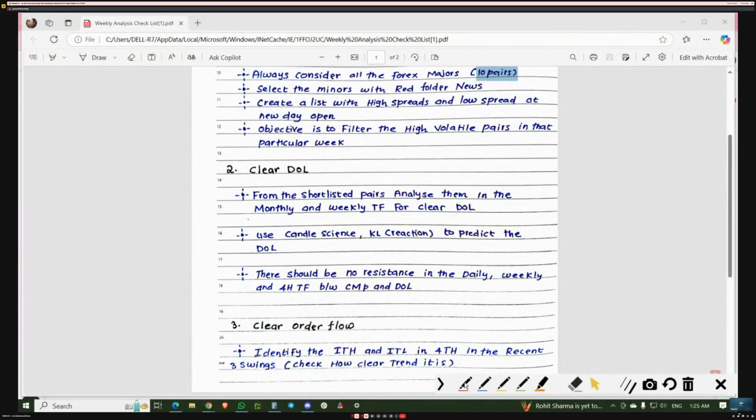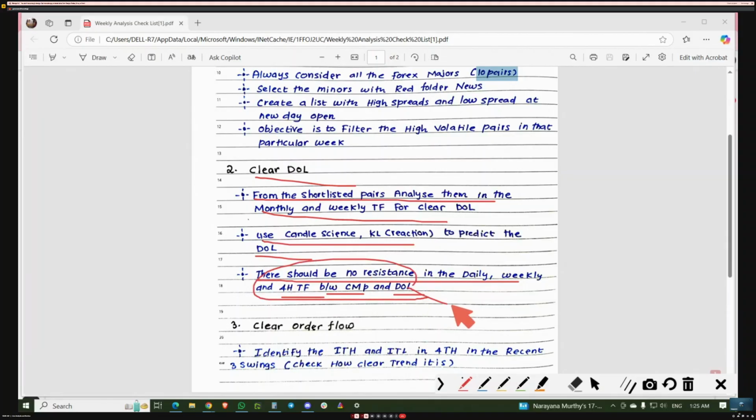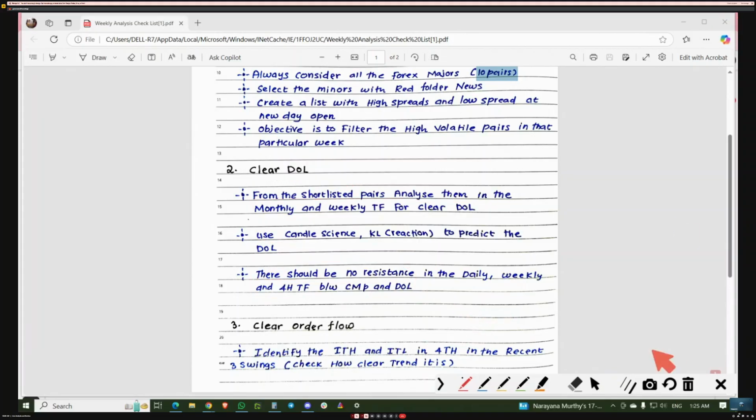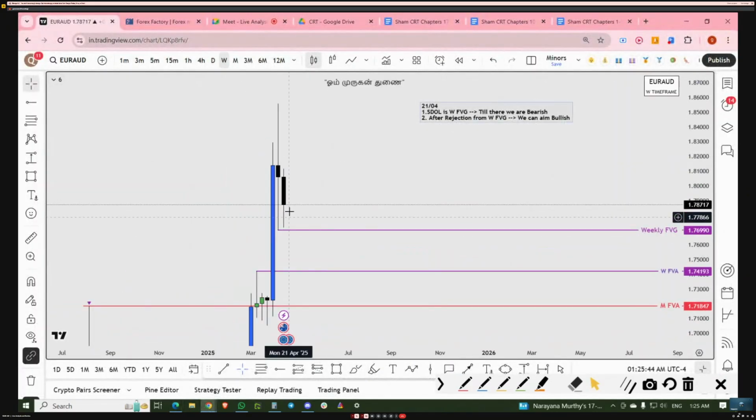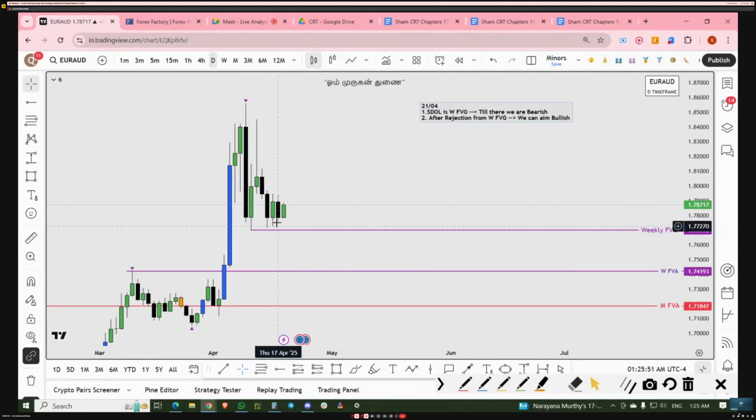Can you see? When you're doing clear drawn liquidity from the shortlisted paths, monthly and weekly candles and key rejection, that's what we are doing there. There should be no resistance in the daily, weekly, and 4-hour time frame between the current market price and the drawn liquidity. This can be short-term draw and long-term draw. But when you see this at the weekly time frame, from here to here, there is no rejection, no resistance. And for daily, there's also no resistance. We don't see any resistance here.